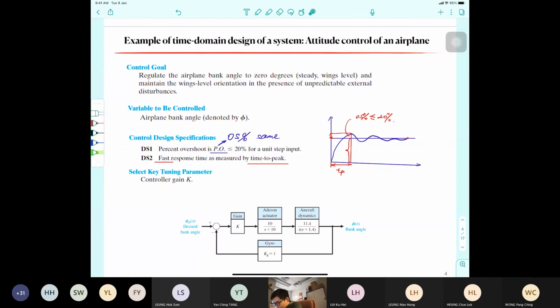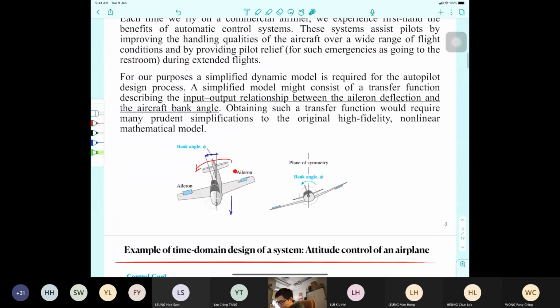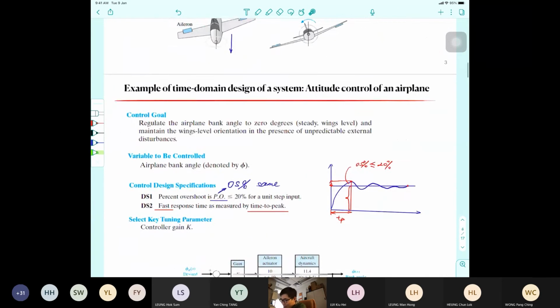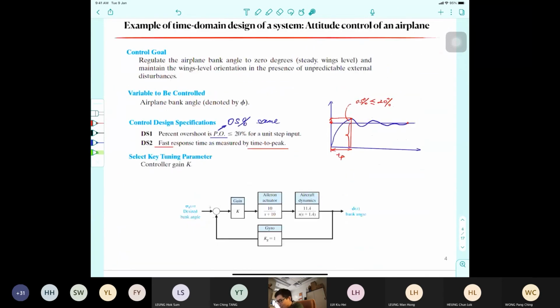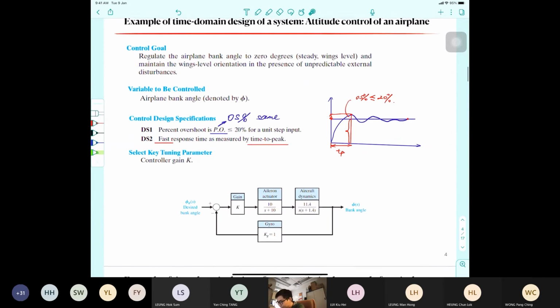And then the signal will come to the aileron actuator. Aileron, what is the aileron? Here, these two ailerons. There will be an actuator. The transfer function of the actuator is 10 over s plus 10. This is a first order system, or first order element.